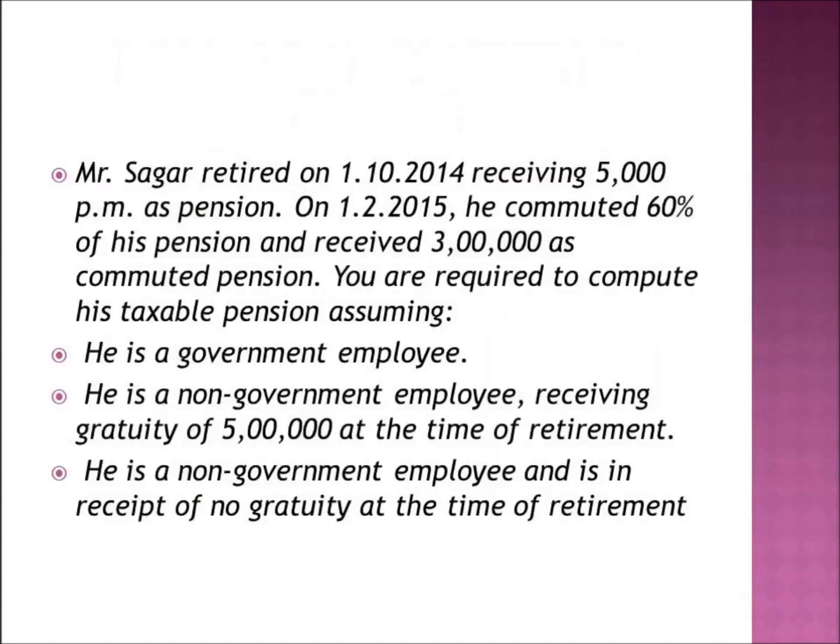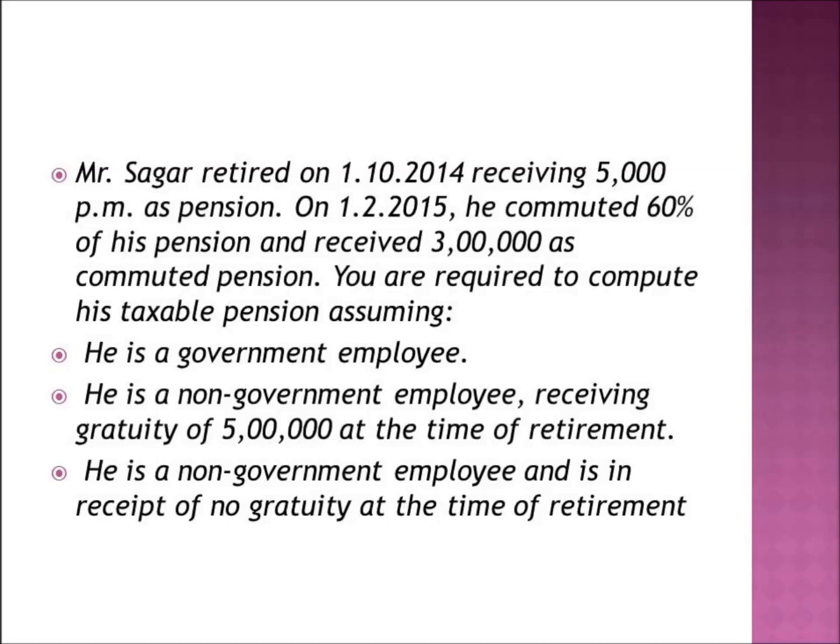Let us take this illustration in order to understand what the previous chart wanted to convey in terms of commuted pension, income tax on commuted pension. This example will make you understand those provisions about exemptions of commuted pension in a better way. Let us start.